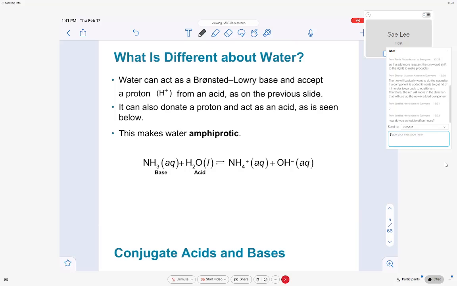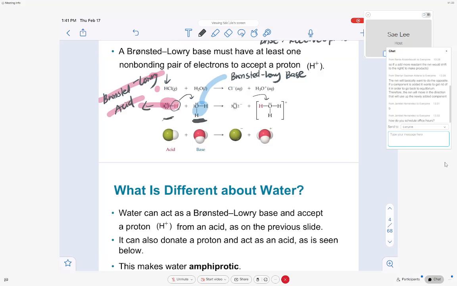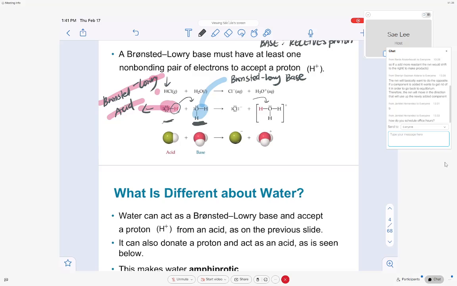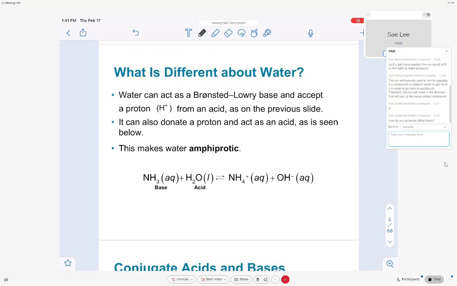So from the previous slide, the water molecule accepted the proton from hydrochloric acid, or water stole the proton from hydrochloric acid. So it was a Bronsted-Lowry base. However, water is a pretty interesting molecule because it can also act as an acid by donating its proton. Okay, so therefore we say water is amphiprotic because water is capable of acting as both acid and base.